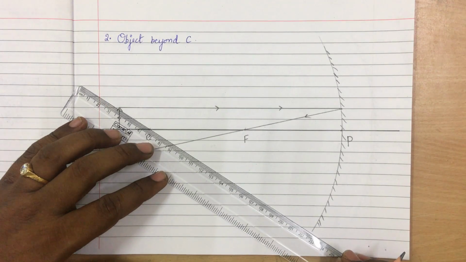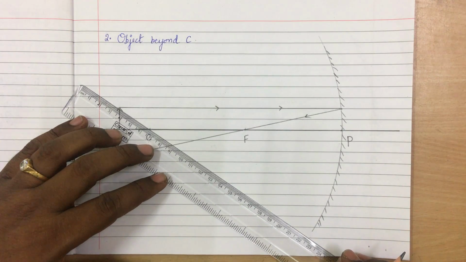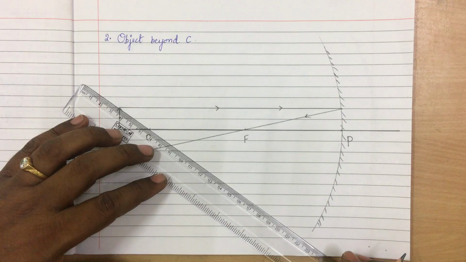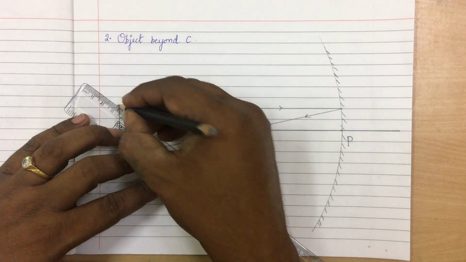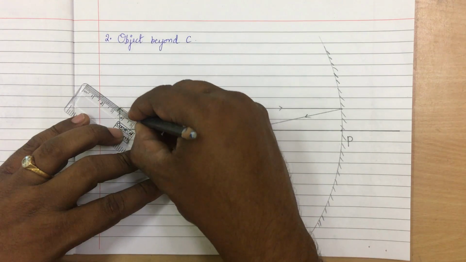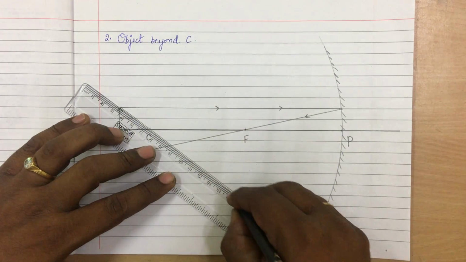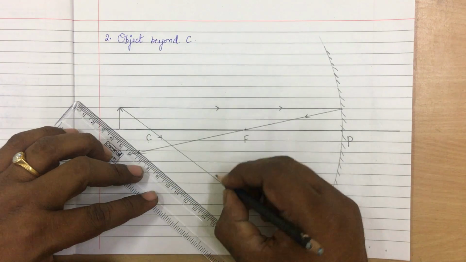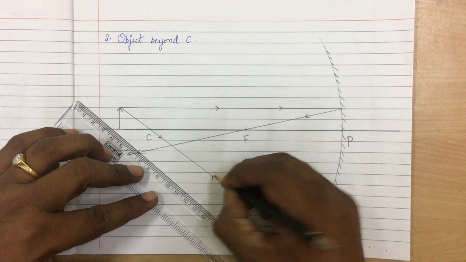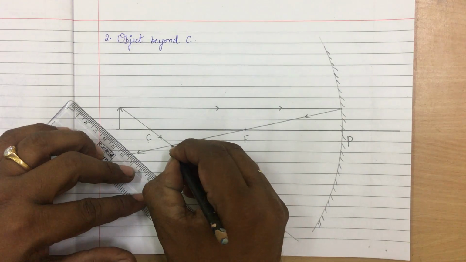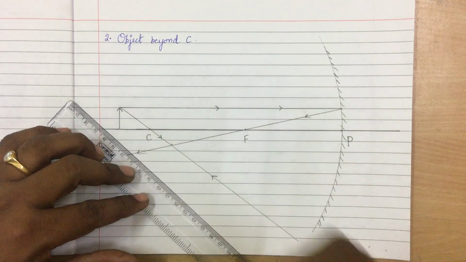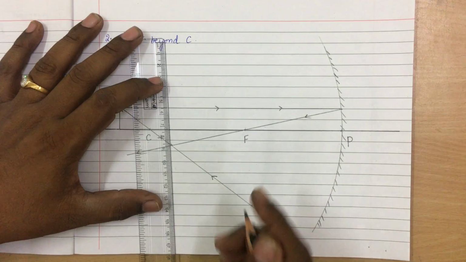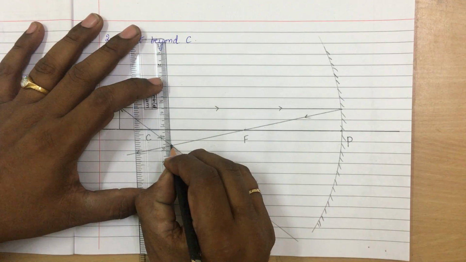Next, we have learned that any light ray passing through the center of curvature reflects back in the same direction. So the light ray coming through C comes to the mirror and reflects back in the same direction. And you see, the image is formed at this point. Now I am going to draw the image.